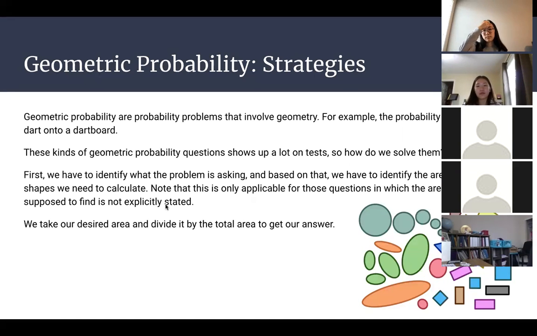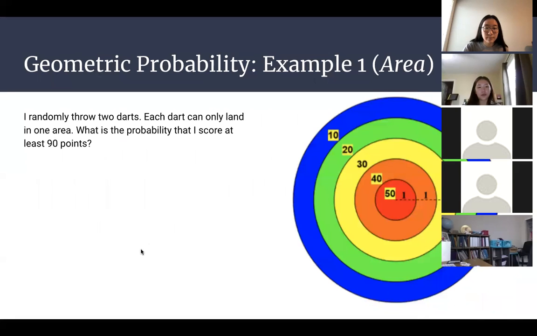To solve these, just a basic overview: we identify what the problem is asking, and then we usually have to calculate the area of the shapes. This is for the area problems only. There's also sometimes volume and stuff. But anyways, we divide our total area by the desired area to get our answer for the probability.